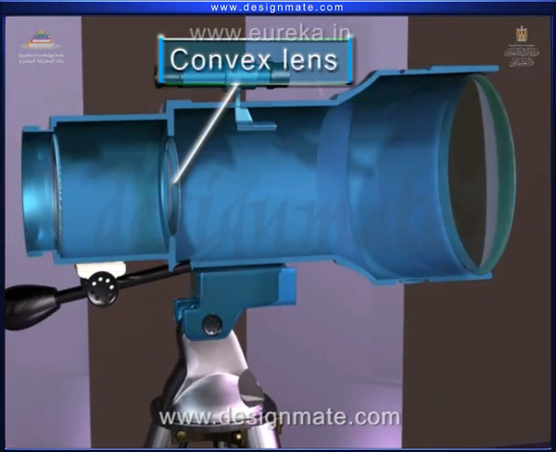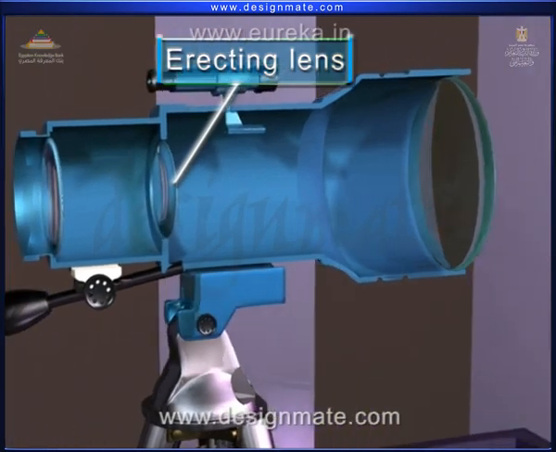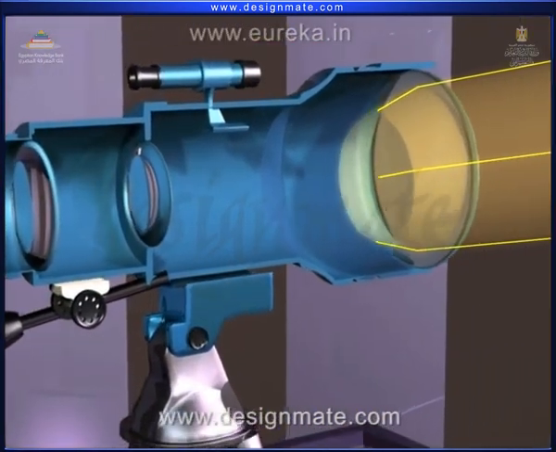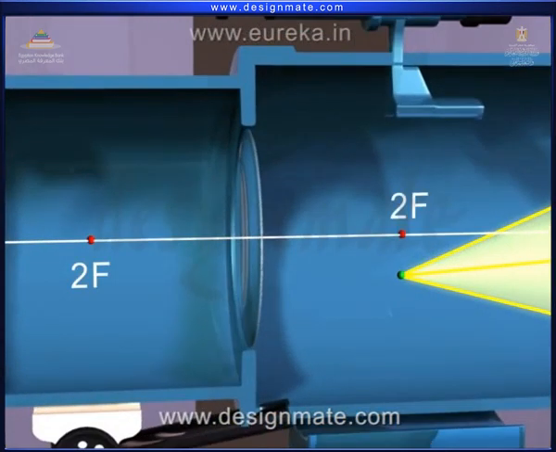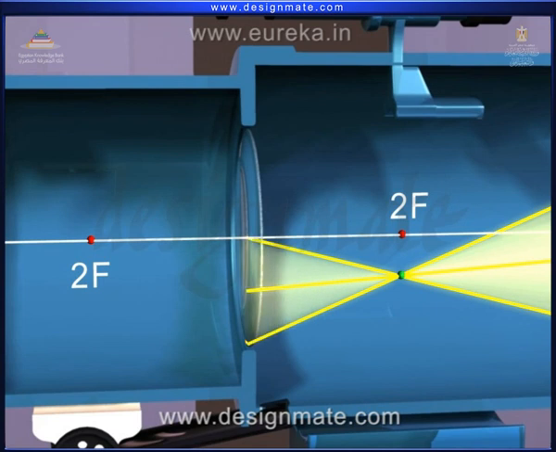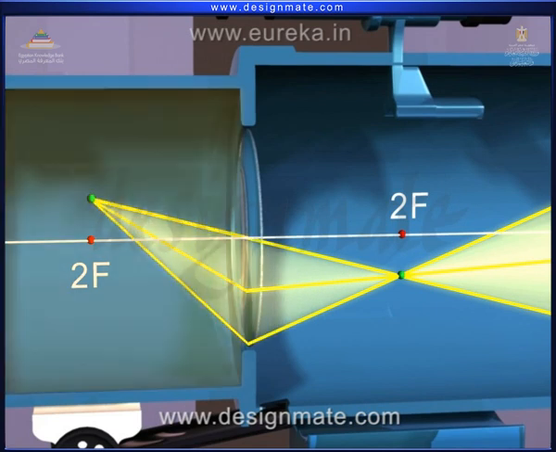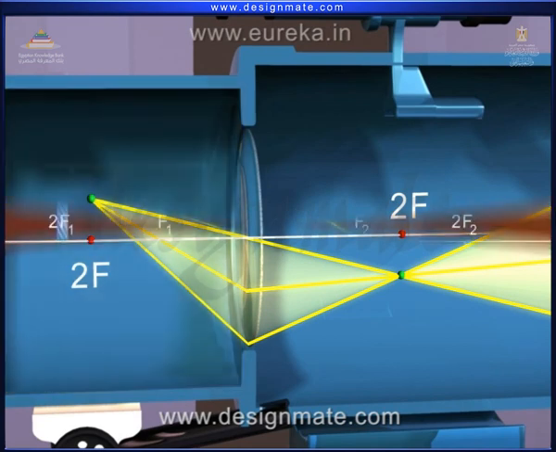Here, a convex lens is kept between the objective and eyepiece. It is called an erecting lens. Here, the image to be erected is positioned at 2f of this lens. As the light rays pass through this lens, they converge to give an erect image of the object at 2f on the other side of the lens.